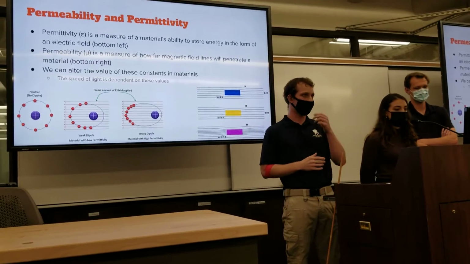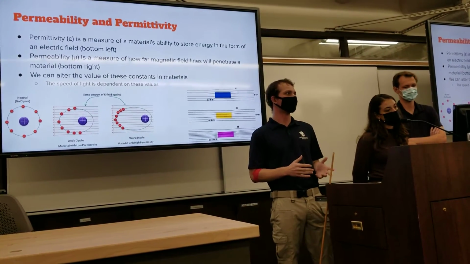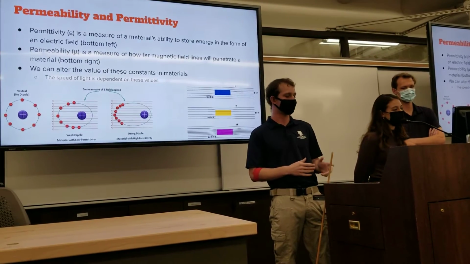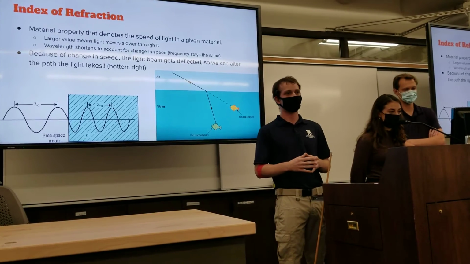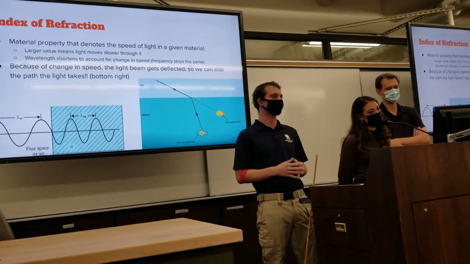We can alter the values of these constants in different materials, and this affects the speed of light in that material, because the speed of light is equal to 1 over the square root of the product of permittivity and permeability. So, now that we've talked about how we can alter the speed of light in a material, the index of refraction is a material property that denotes the speed of light in a given material.